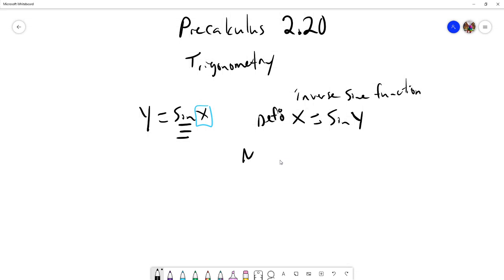Now we need to talk about notation. The traditional common notation you'll see today is this right here. And we must note that the -1 here is not an exponent. What this is referring to is the fact that we are talking about inverse functions. So this says the inverse sine function.